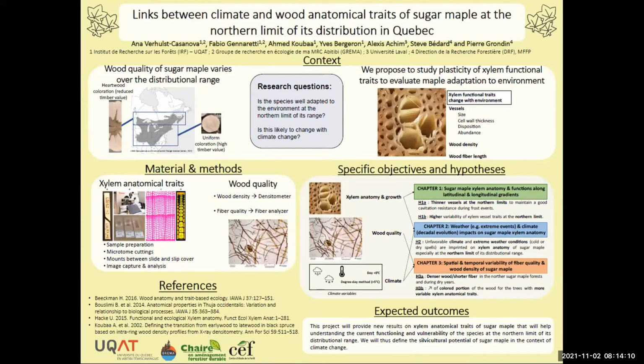So we expect that our outcomes will provide new results on xylem anatomical traits of sugar maple, and that it will help to understand the current functioning and variability of this species and its vulnerability at the northern limits of its distributional range. And we will thus define the silvicultural potential of sugar maple in this context of climate change.